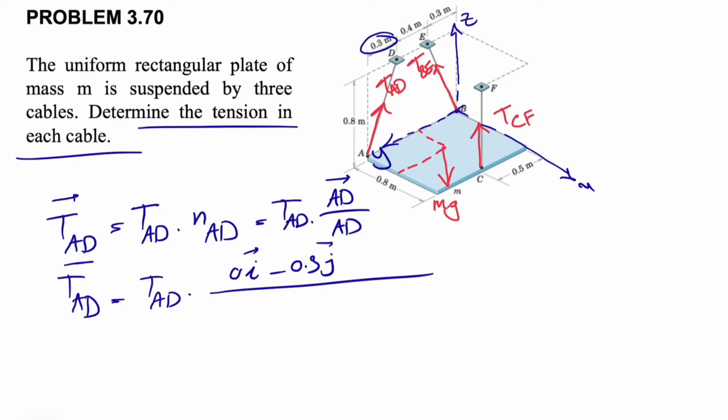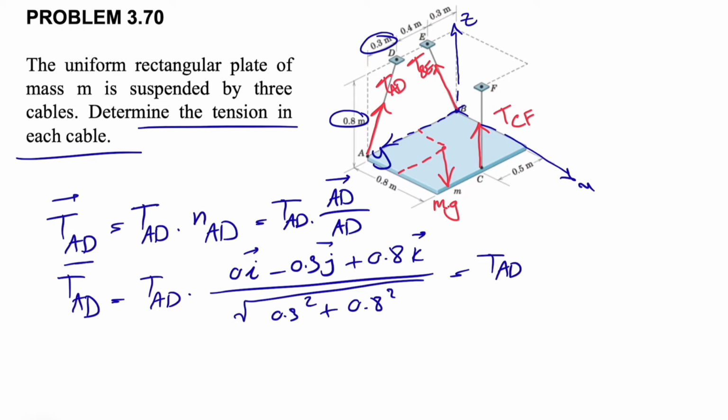And if we look at the Z component, we are going 0.8 meter toward the positive side of Z. What we have at the bottom of the ratio is simply the square root of 0.3 squared plus 0.8 squared. If we calculate this, we'll get TAD times minus 0.35 J plus 0.936 K.